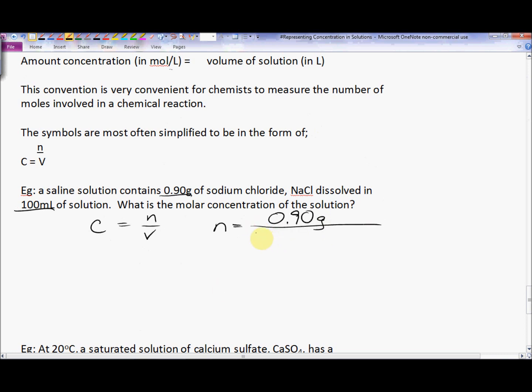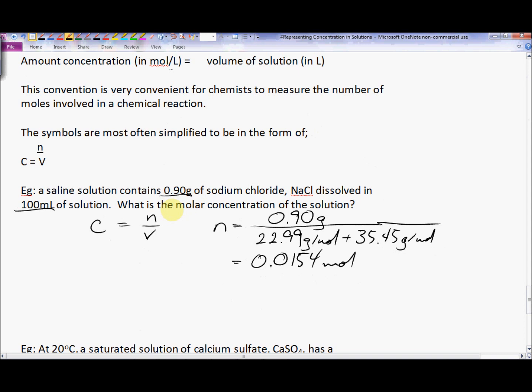So that's going to be 22.99 grams per mole, plus chlorine, 35.45 grams per mole. Okay, dividing through, we find that we've got 0.0154 moles of sodium chloride in that 0.9 grams.